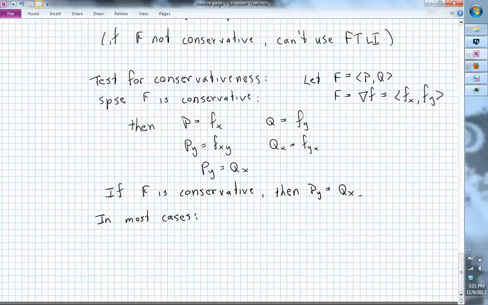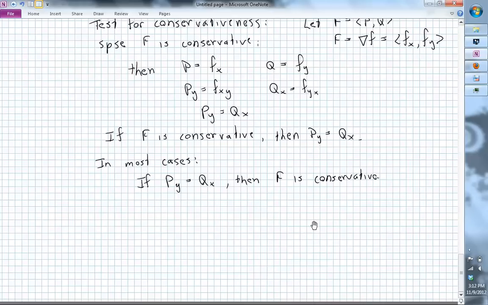It turns out, however, that in most cases, and I'm not going to prove this, if Py equals Qx, then F is conservative. So we're going to take that as a fact in this class. If you're really interested, I will be teaching a class called Complex Analysis in the spring of 2014, where we will prove that over about 2 or 3 days. Beautiful result, though.